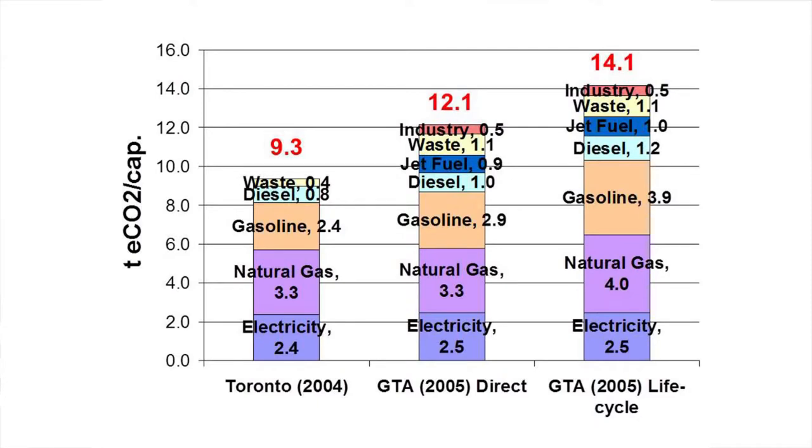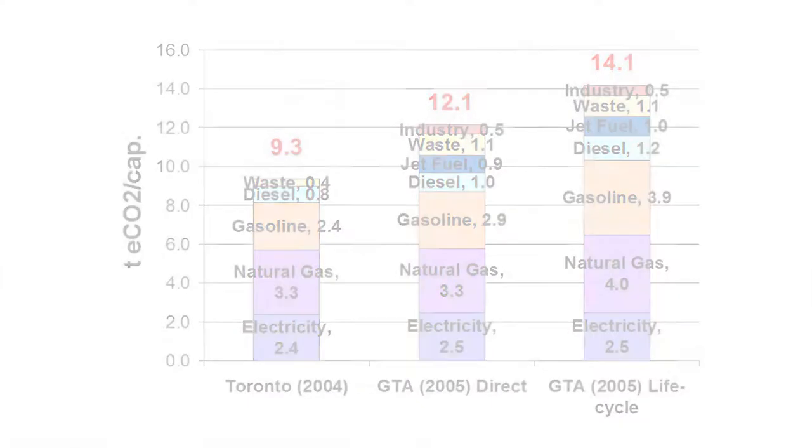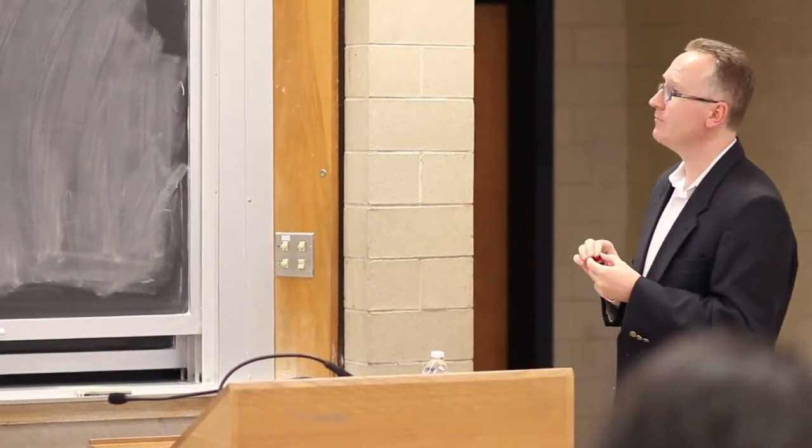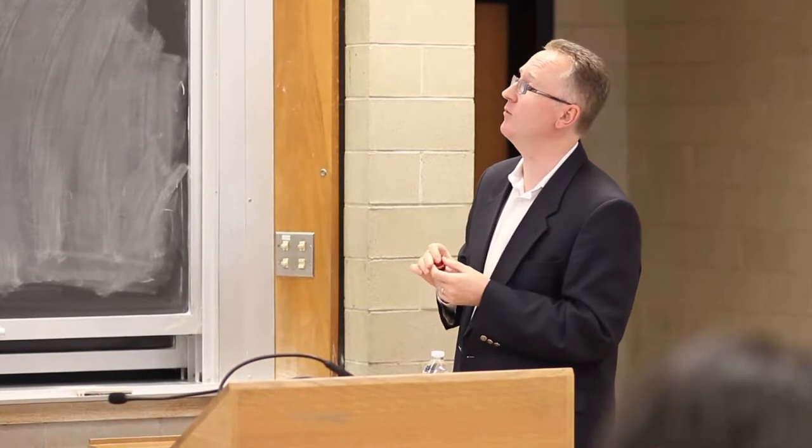But we begin to pick up the airport with the jet fuel. We begin to pick up cement manufacturing in Mississauga, so there's more industrial emissions. And also, I believe, the other difference here is the City of Toronto's report didn't include commercial waste, which is about double residential waste in terms of tonnage, and almost as much in terms of CO2 emissions, but that's why the waste went up there.